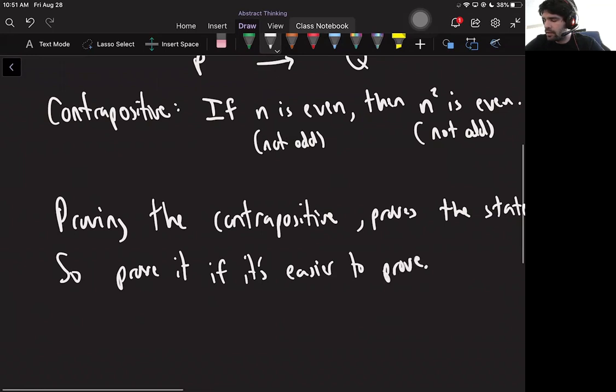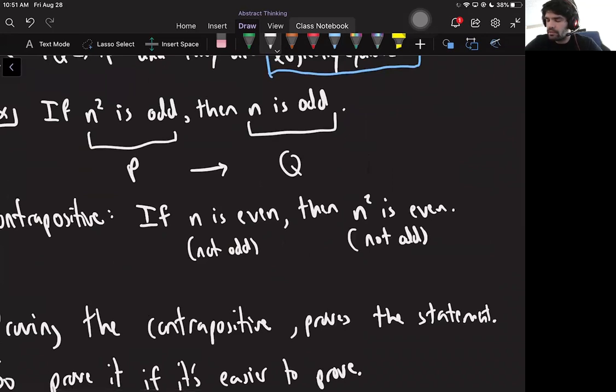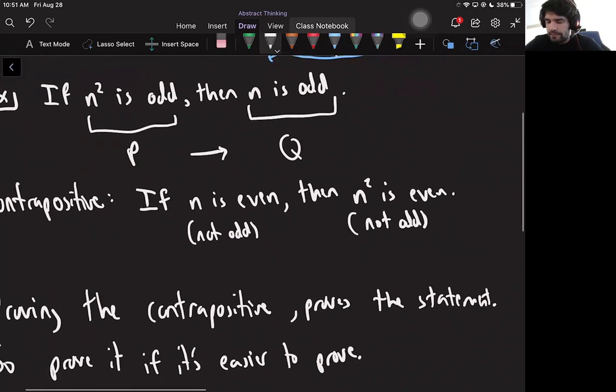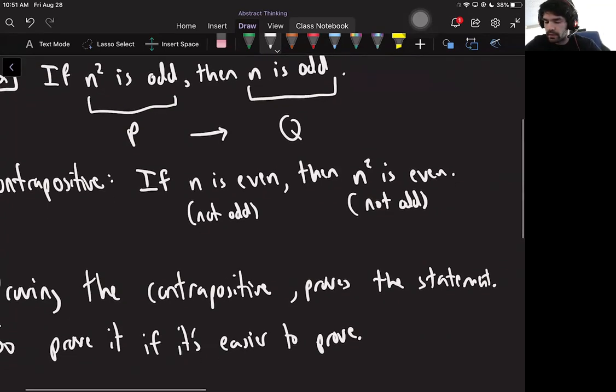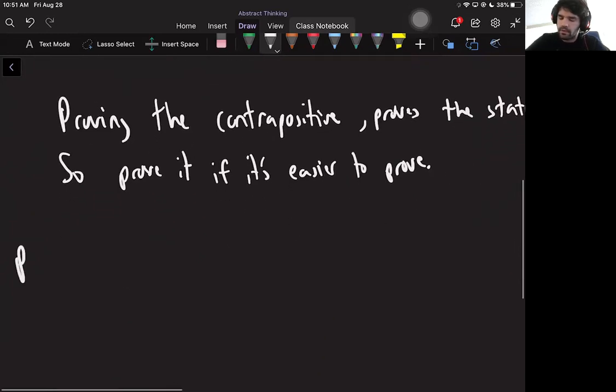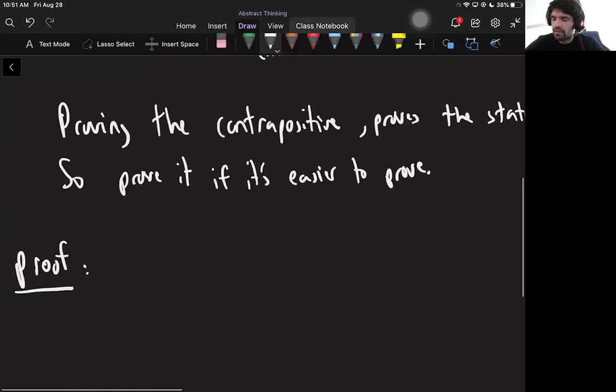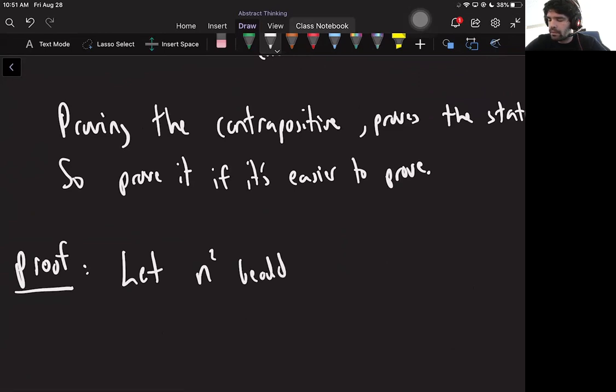And it's interesting because although they are the same statement, written differently, the statement and the contrapositive, very often one of them is much easier to prove than the other. Like in this specific situation, that is exactly what happens. So let's think about why. So let's suppose we try to prove the original statement. So the original statement is that if n squared is odd, then n is odd. So how would that go? I would let n squared be odd, and I would want to show n is odd.